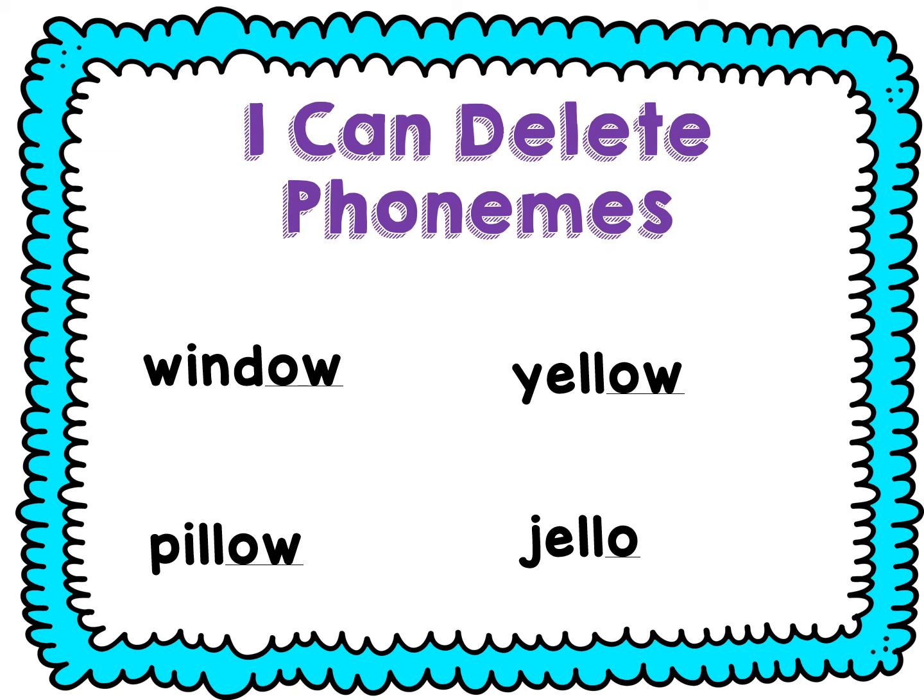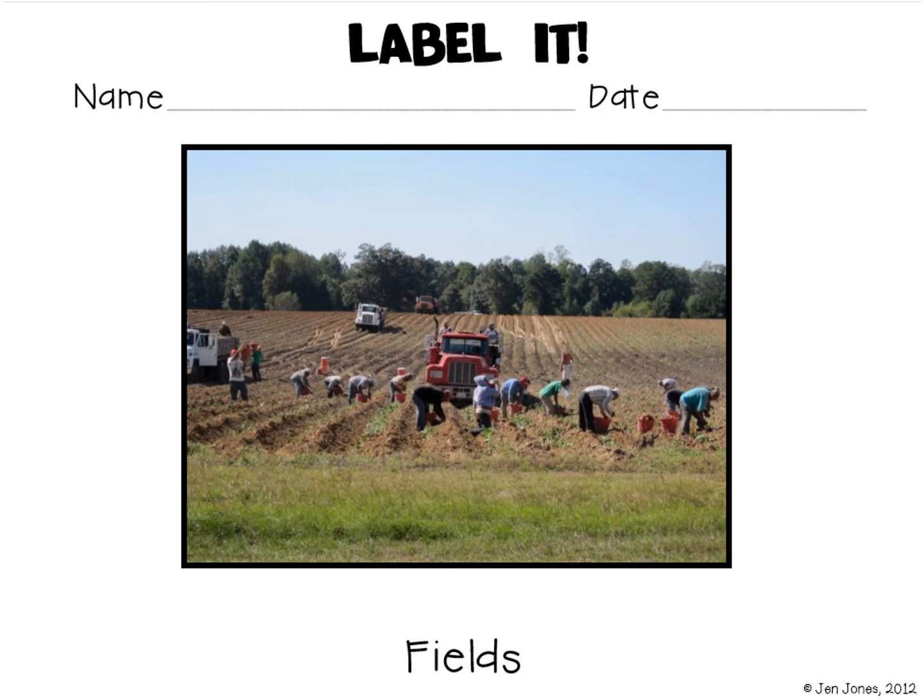Now we're going to delete part of it or get rid of it. Say window. Get rid of the O. What's left? Wind. Say yellow. Get rid of the O. What's left? Yell. Say pillow. Get rid of the O. Pill. Say jello. Get rid of the O. What's left? Gel.